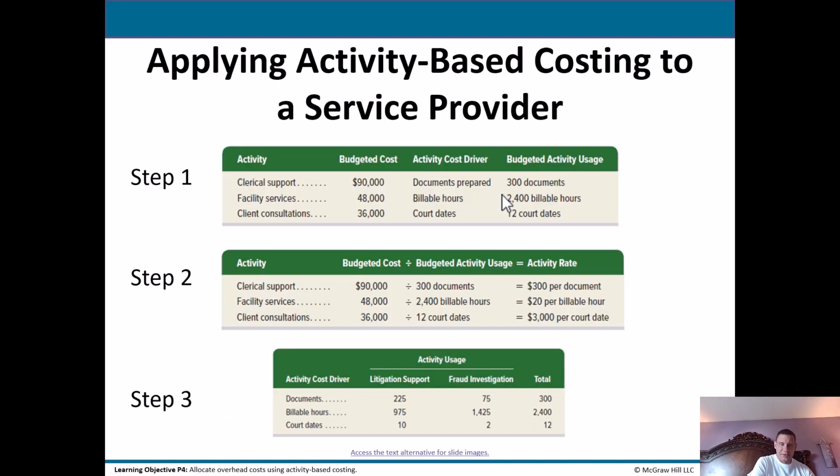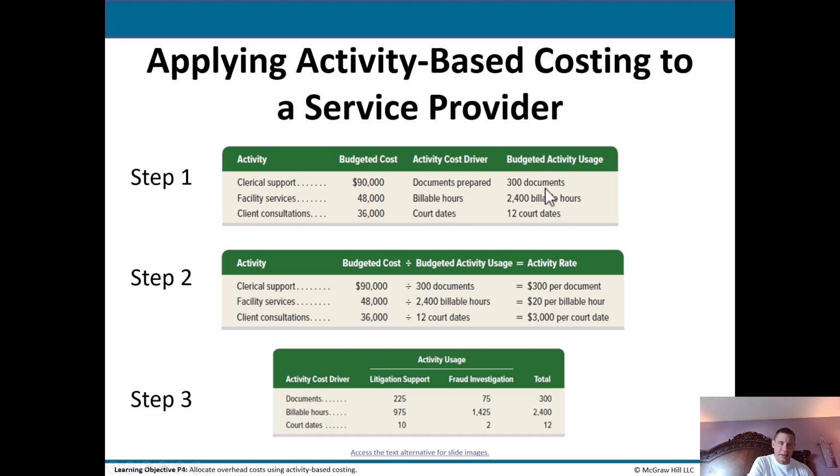So what about applying it? So again, just a kind of real quick example here. So we would follow the same steps, right? So we've got, like in this example, we've got 3 different activities, right? Clerical support, facility services, and client consultations. And we have our budgeted costs for those. And then we're looking at, okay, like what is driving these 3 activities? So for like clerical support, documents prepared, facility services, billable hours, client consultations, court dates.